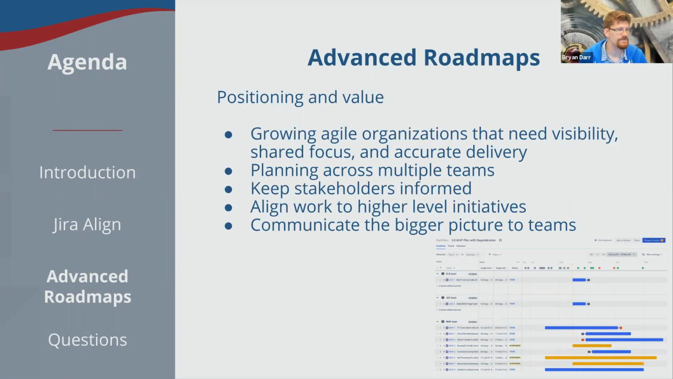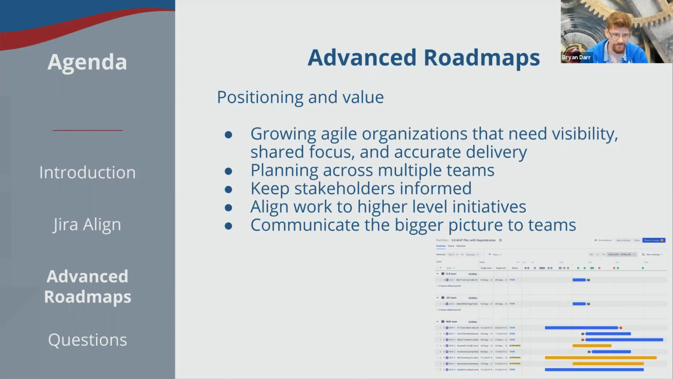It also allows you to align work to higher level initiatives. The Advanced Roadmaps product allows you to expand the Jira hierarchy above Story, Task, and Epic all the way up as high as you want to go. You can add as many layers as you want on top of that. And then everything rolls up in those layers. And lastly, using roadmaps, in addition to keeping stakeholders informed, helps communicate the bigger picture to teams.